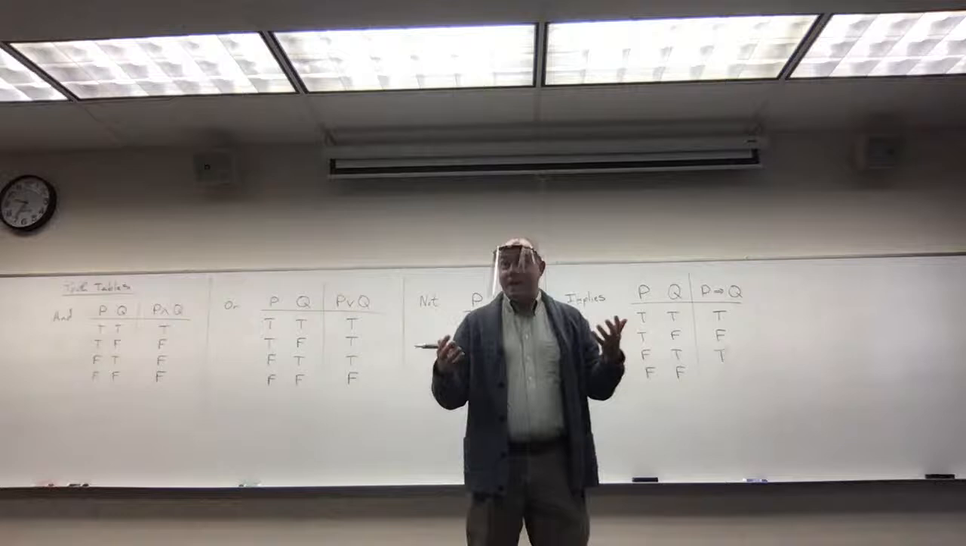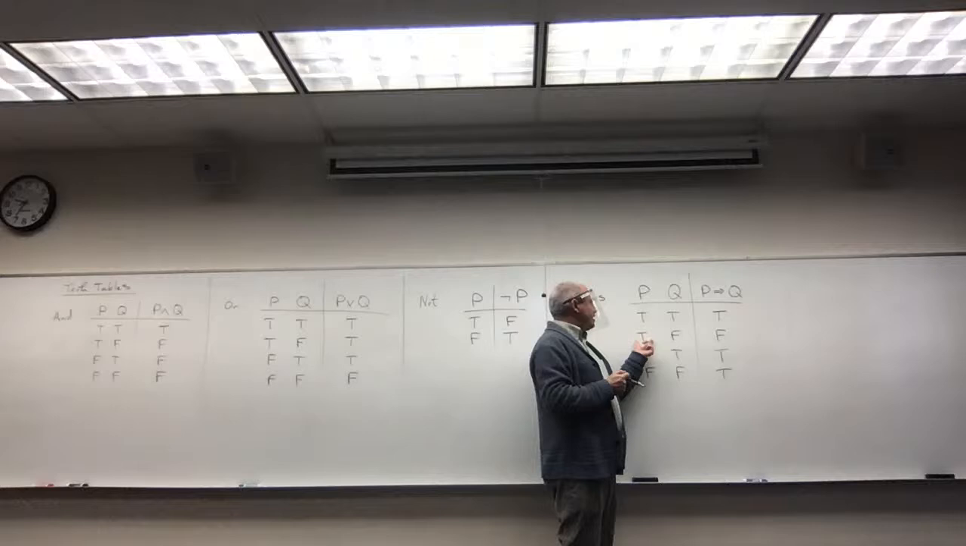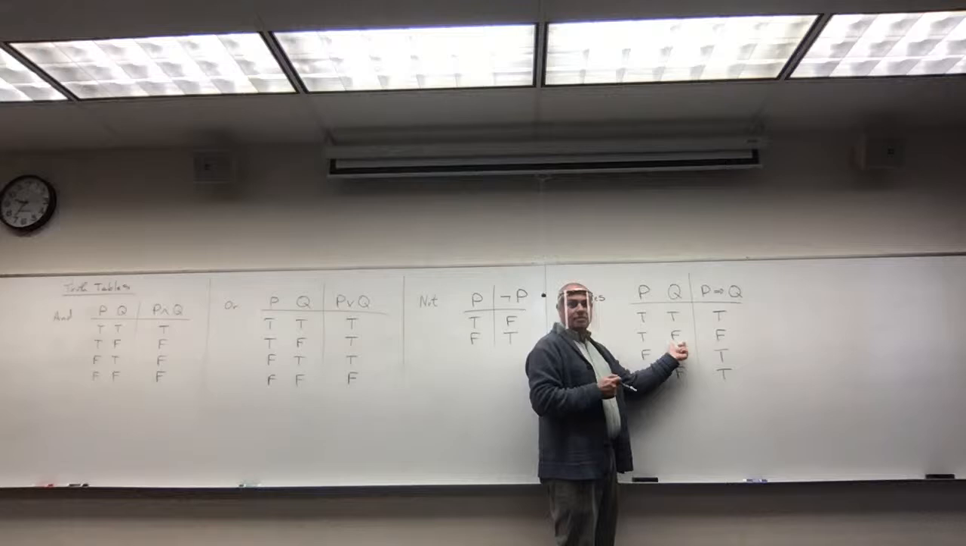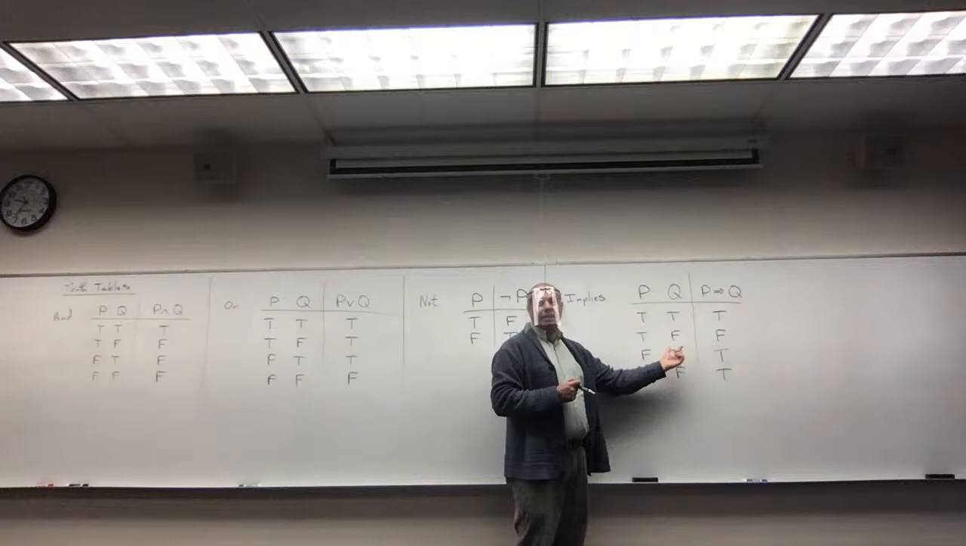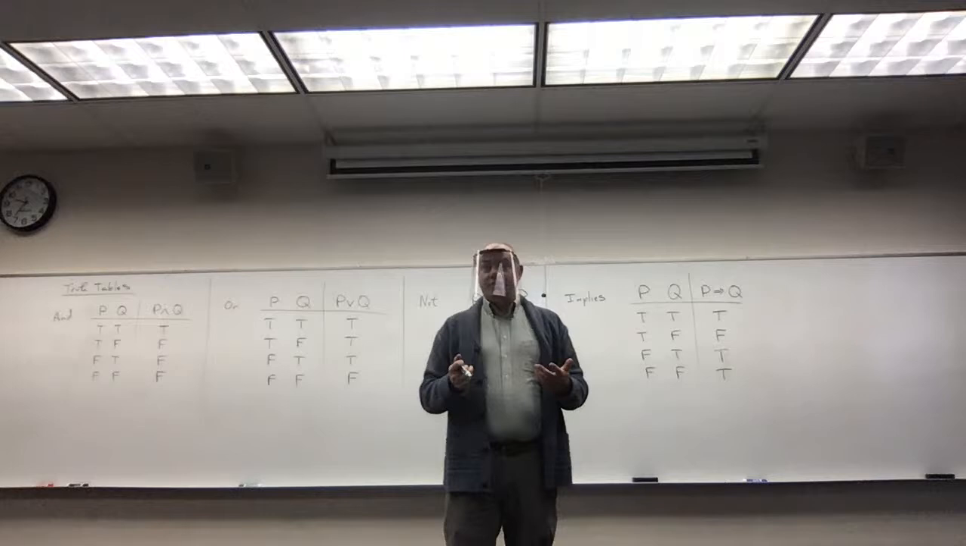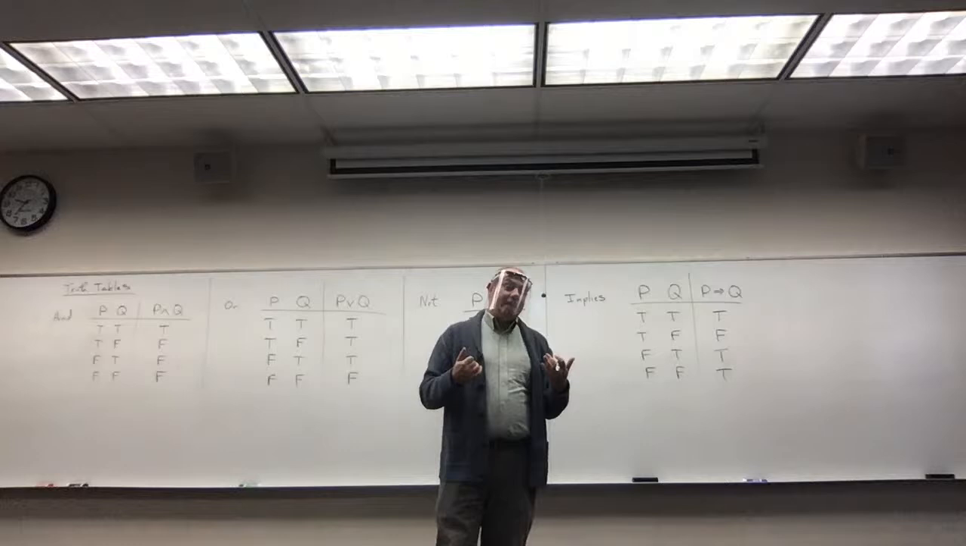So the only way that an implication can be false is if the P statement is true, but the Q statement is false. Any other situation, we get truth. So if the P statement in a P implies Q is false, it doesn't matter what Q is. The implication ends up being true. So I can make all sorts of crazy statements and they're actually true. Like I can say, if my name is Darth Vader, then the moon is made of cheese.